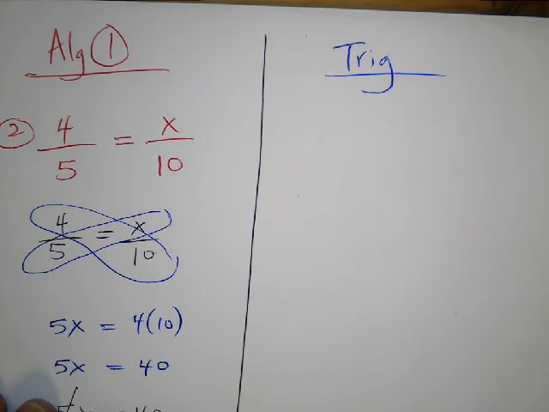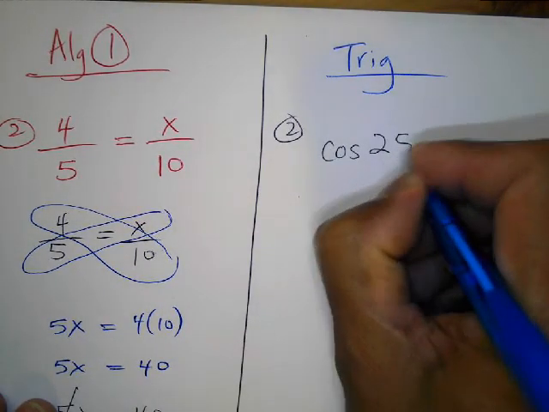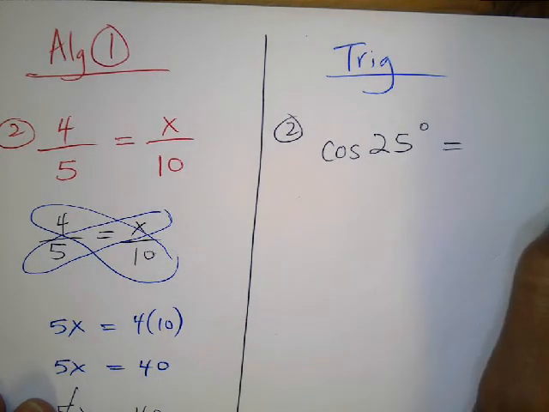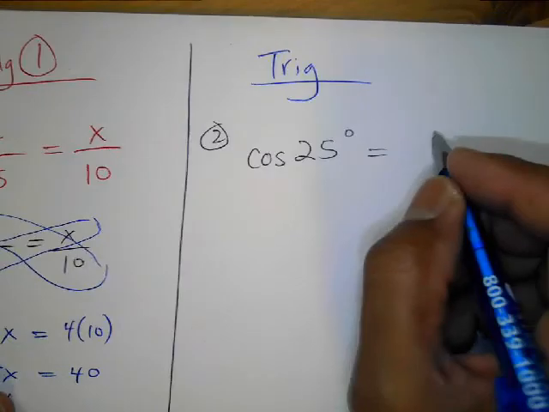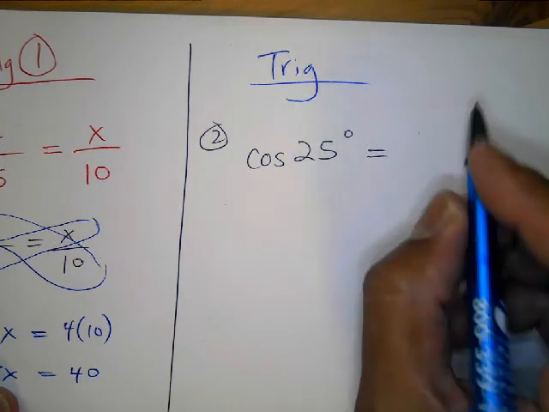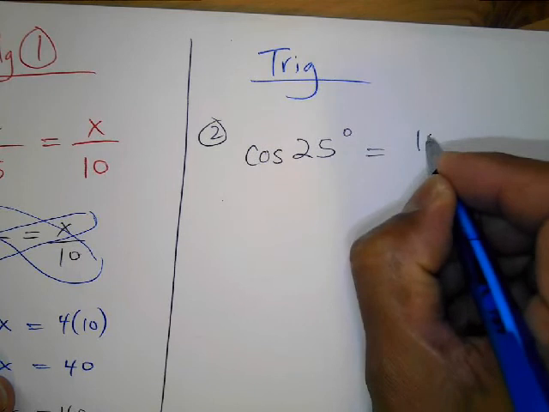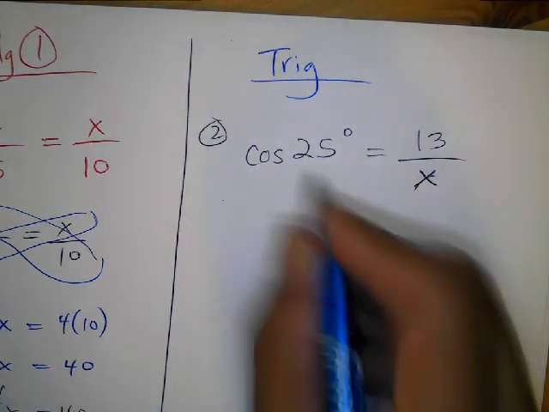So now you're going to have something like cosine of 25. Let me just make up a problem here. Cosine, right, you're going to set up your proportion. Cosine of 25 is equal to, what should I put? It doesn't matter, right? Okay, 13 over x. Okay, it looks like the other ones, but you're gonna see that it's different.